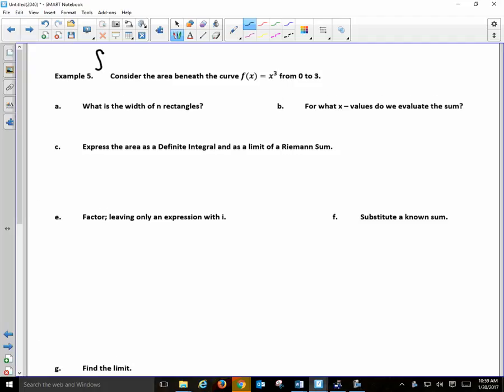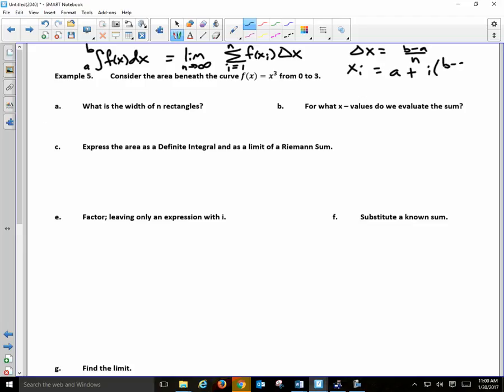We say that the integral from a to b of f of x dx represents the area bounded underneath the curve and the x-axis between a and b. That's going to be equal to the limit as n goes to infinity of the sum from i equals 1 to n of f of x sub i delta x. We said delta x is (b minus a) over n, and x sub i is a plus i times (b minus a) over n.